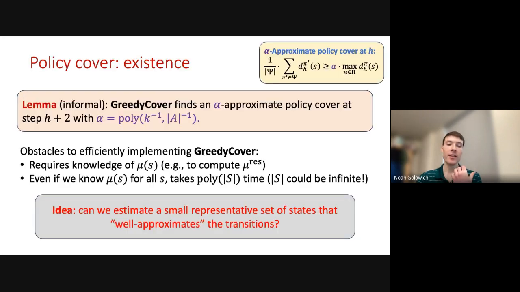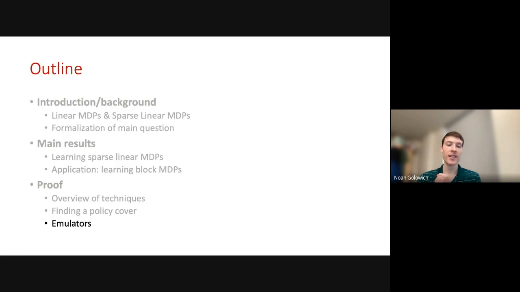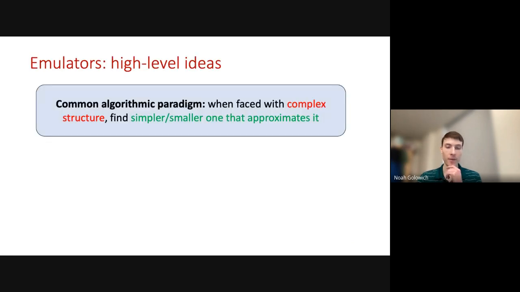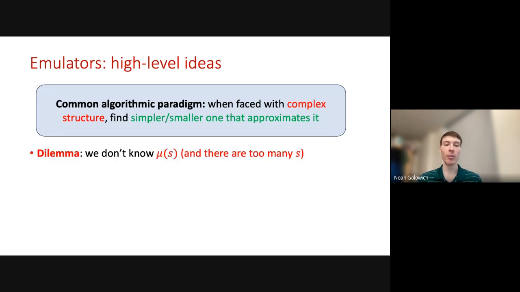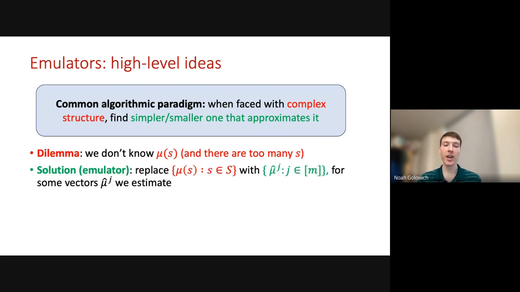And this idea of approximating the state set by some small representative states leads us to the notion of an emulator. So, at a high level, putting things in context, an emulator is an example of a common algorithmic paradigm: when you're faced with a complex structure, you want to find some simpler, smaller structure which well approximates it. In this case, the complex structure is that we don't know the feature vectors mu of s, and there are too many s. The solution given by an emulator is to replace the set of all mu of s, ranging over all states s, with a small set of approximate feature vectors, which we'll call mu hat j, where j ranges from 1 to some relatively small parameter m.